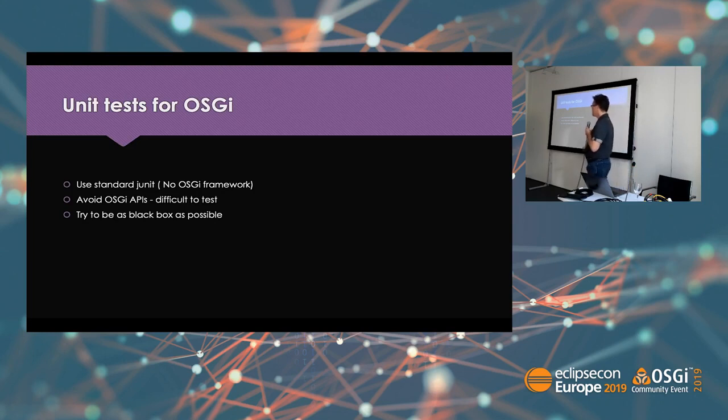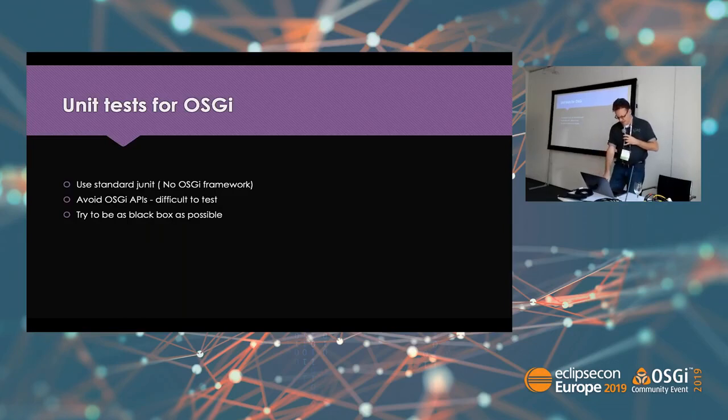Then for unit tests on OSGi, so that's the real first slide about OSGi. Basically, it's not very different to normal tests. So you use standard JUnit or whatever you prefer. You should look into the OSGi APIs. If you use them too much, it's difficult to make tests for them because it's very difficult to mock OSGi APIs. They have a lot of callbacks and things that happen under the hood, and you want to avoid these. Then, like for any test, even for a unit test, you want to be as black box as possible. If you're depending too much on the interior of your classes, then your test is likely to fail.